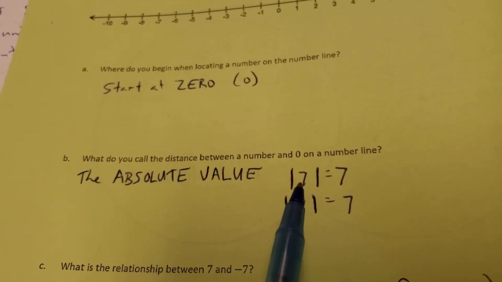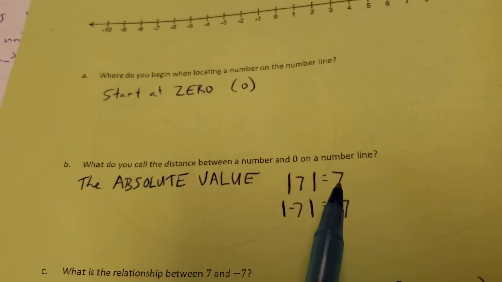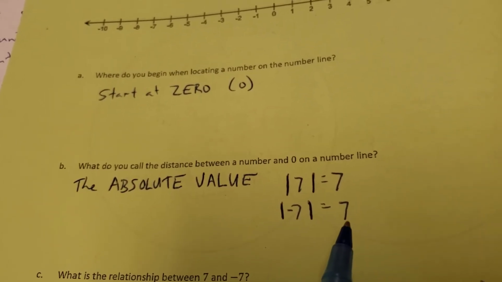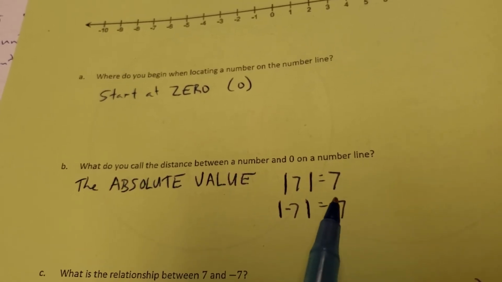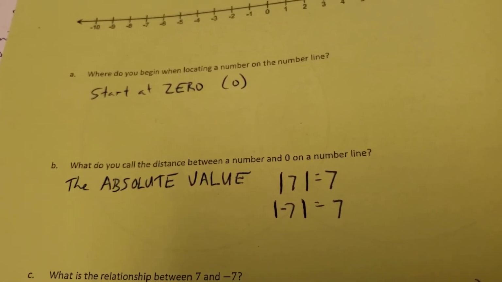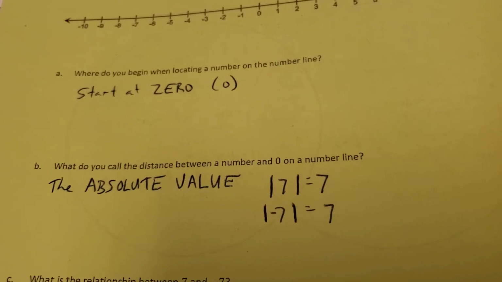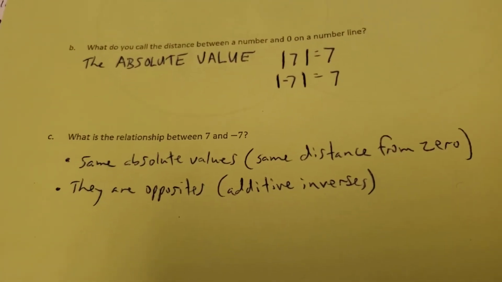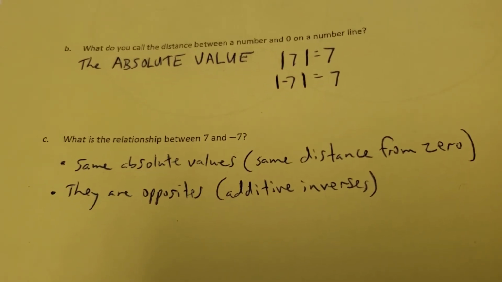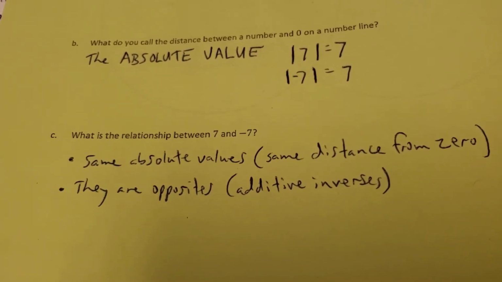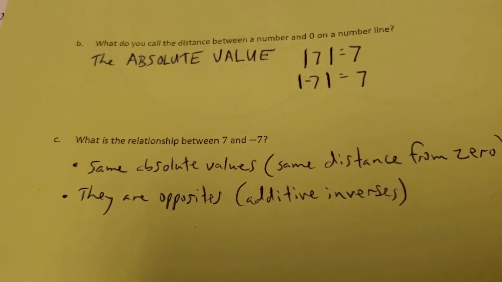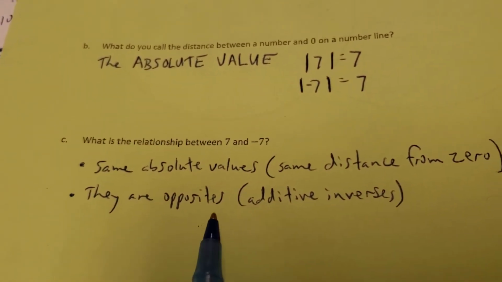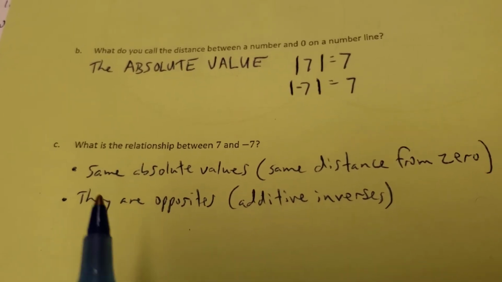So how far is 7 from 0 on a number line? It's 7 places. How far is negative 7 from 0 on a number line? 7 places. The absolute value of a number is always positive because all it represents is a distance from 0. So what's the relationship between 7 and negative 7? They have the same absolute value, same distance from 0, but they're opposites. They're additive inverses, a term you're going to hear sometimes. It just means the same thing as opposites.